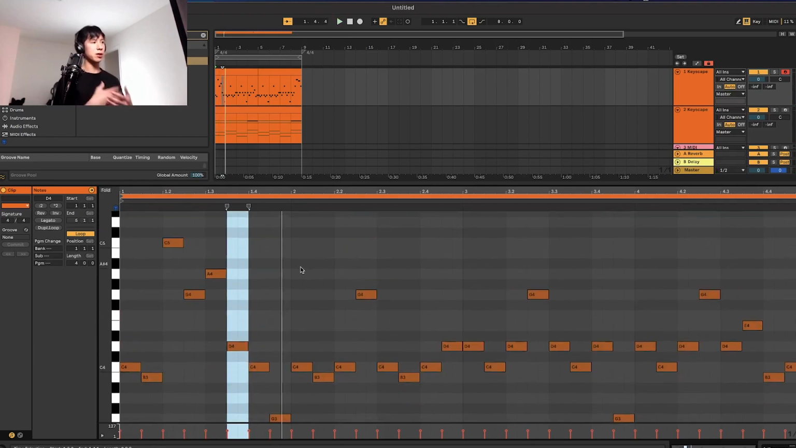You want to stick to a certain area. Just think about you humming the melody, or a singer who sings the melody. They're not going crazy octaves and stuff. So if you can hum it out, more than likely it's gonna sound good.